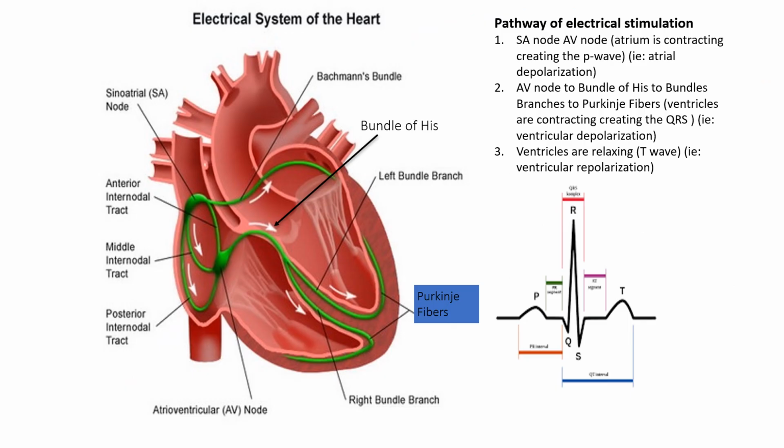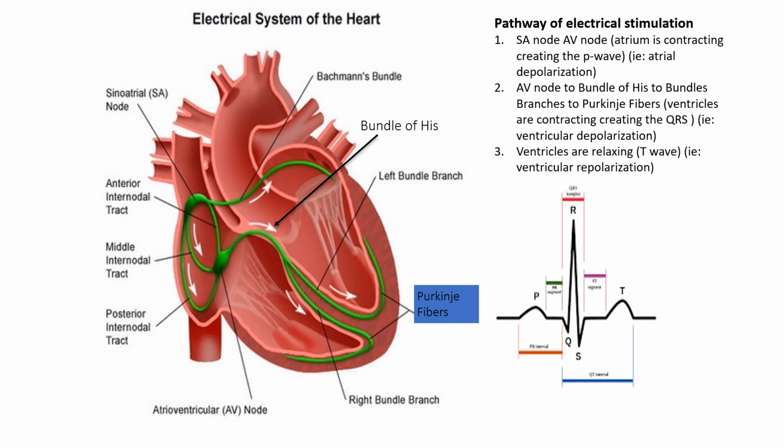So again, reviewing electrical conductivity of the heart. Our electrical conduction should start at the pacemaker of the heart, the SA node, and travel to the AV node. That stimulation from SA node to AV node is known as atrial depolarization. That's contraction of the atrium. From there, the impulse goes from the AV node down the bundle of His to the bundle branches, all the way down to the Purkinje fibers.